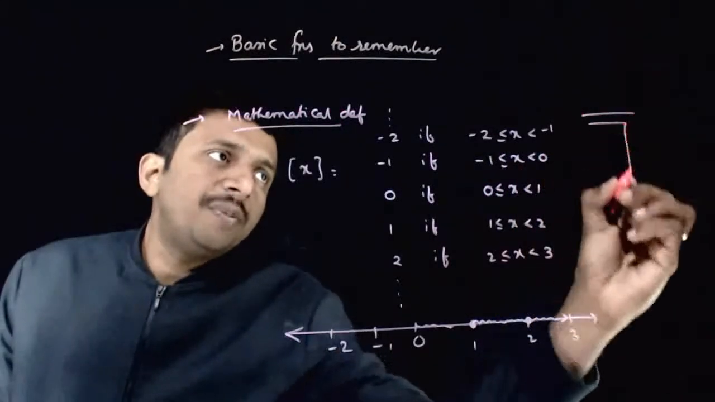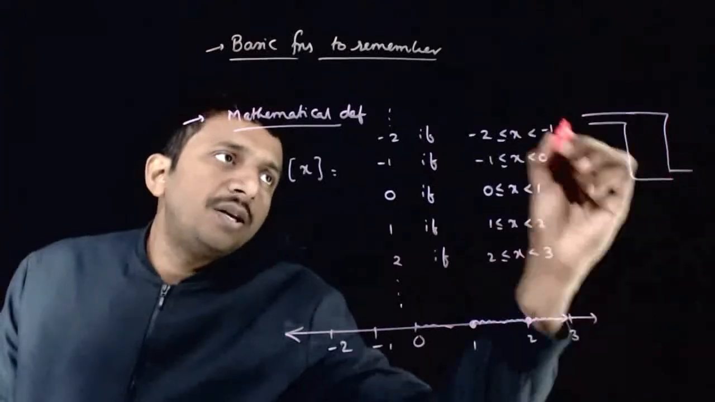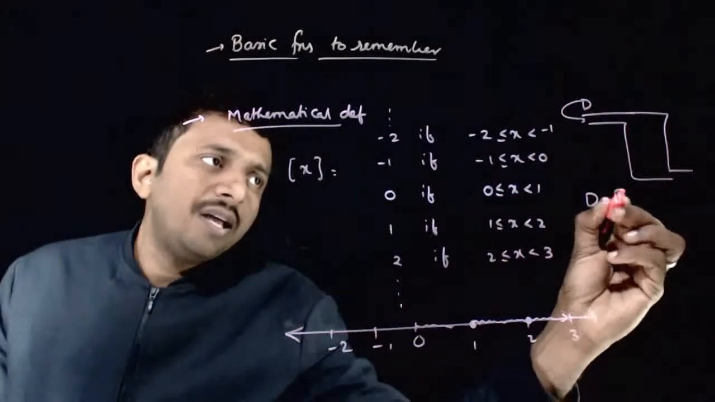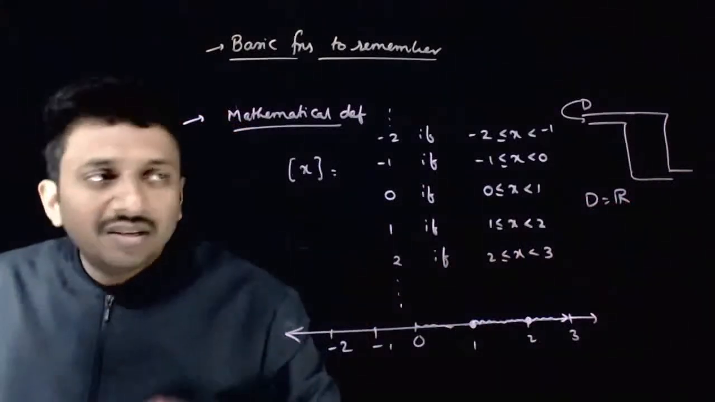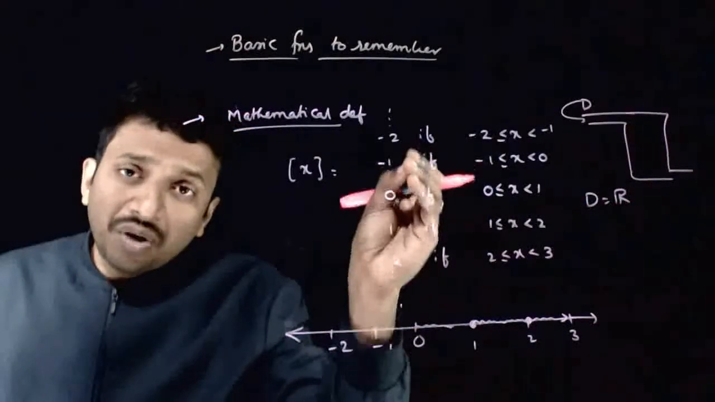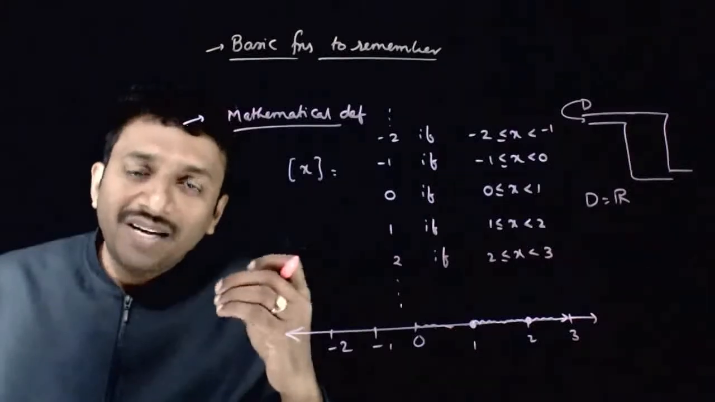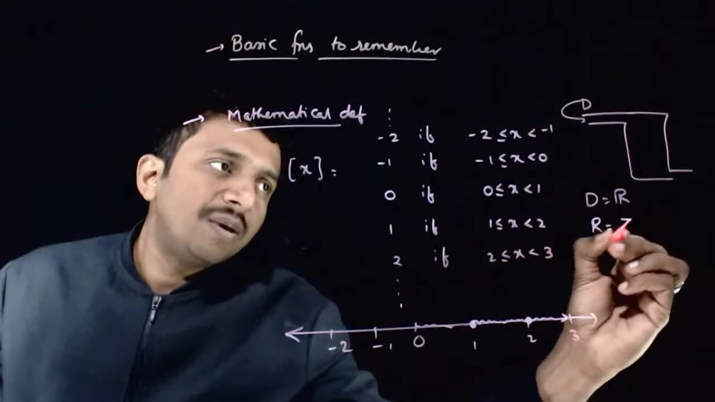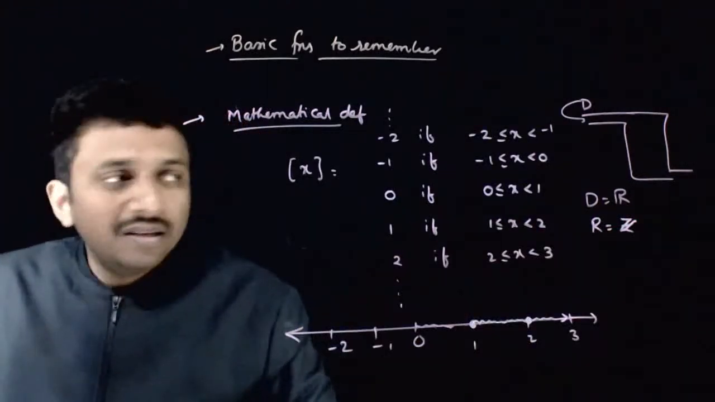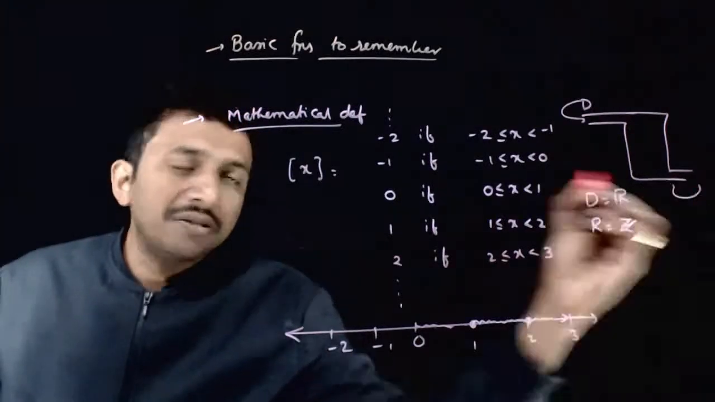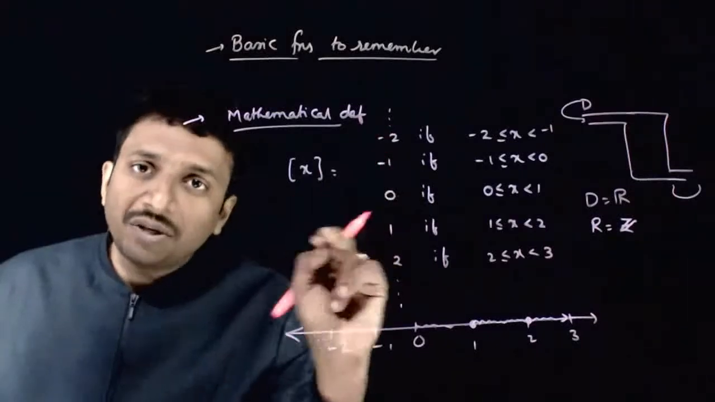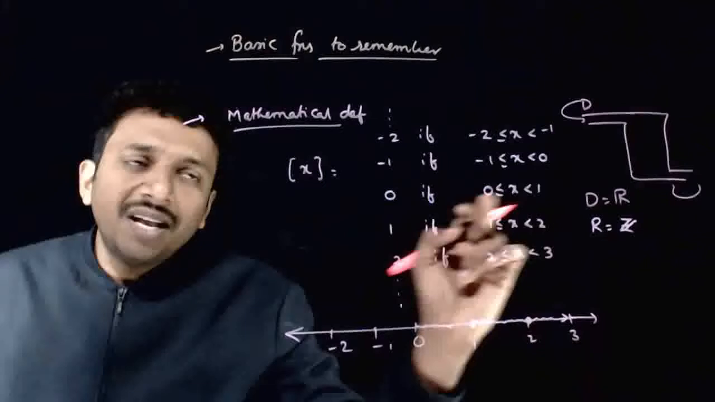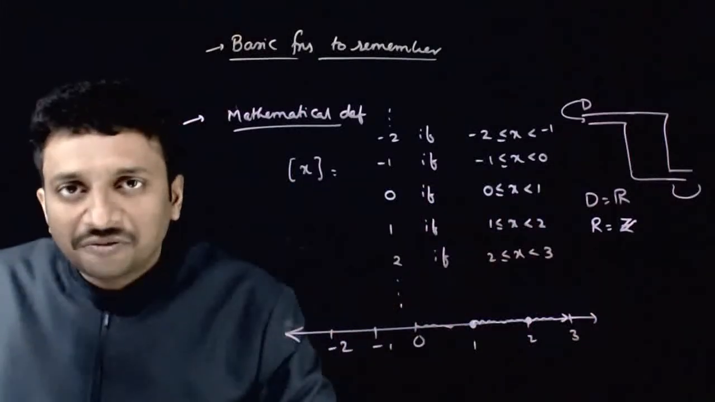So if you see the machine interpretation of this, what is the domain of this function? Domain is nothing but all real numbers, right? Because this function works for every real number. You can find integer part for all real numbers. And the range of this function is nothing but the set of integers. So the outputs that you get from this function are all integer values. You won't get non-integers out of this machine. So the domain is real numbers and the range is integers.